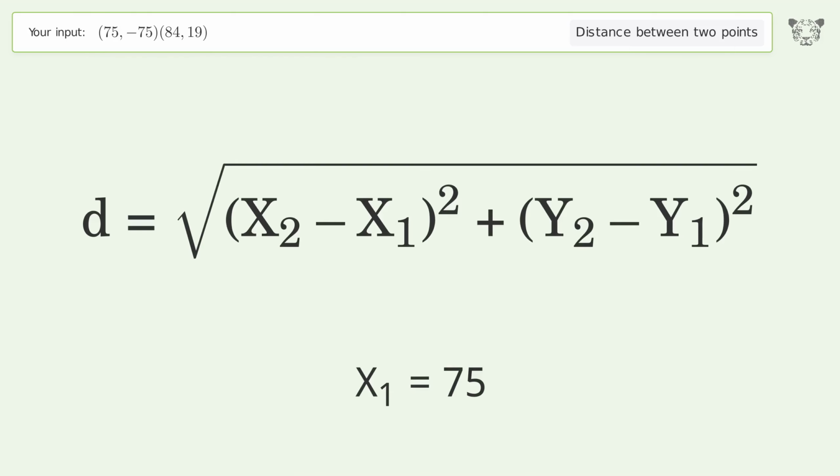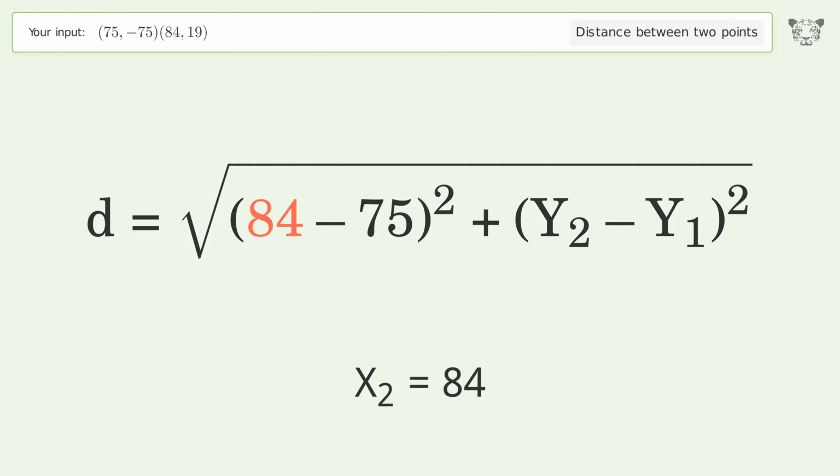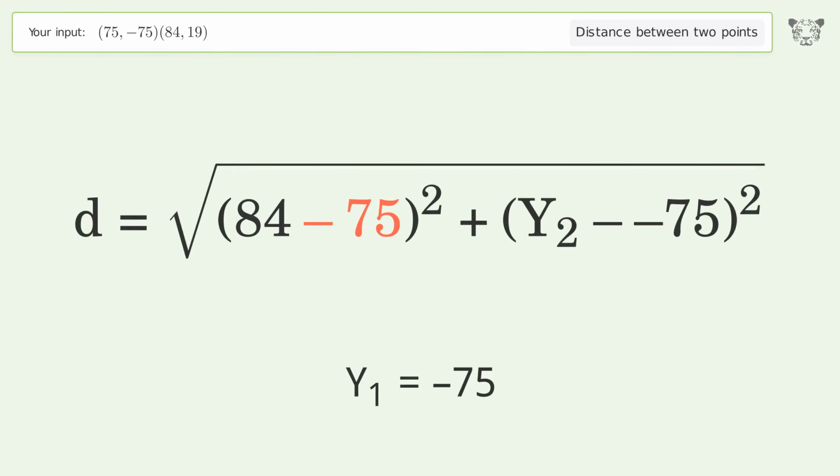x1 equals 75. x2 equals 84. y1 equals negative 75. y2 equals 19.